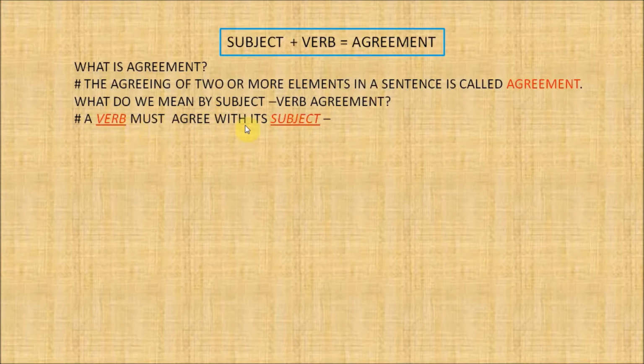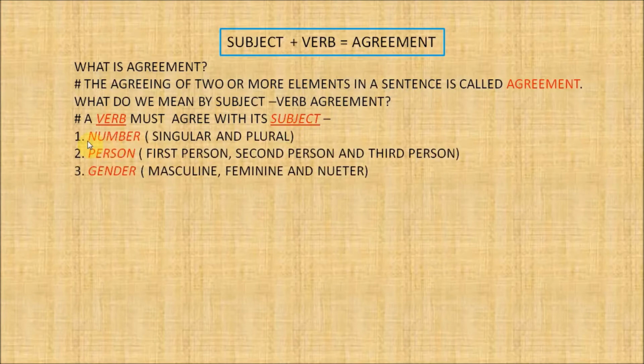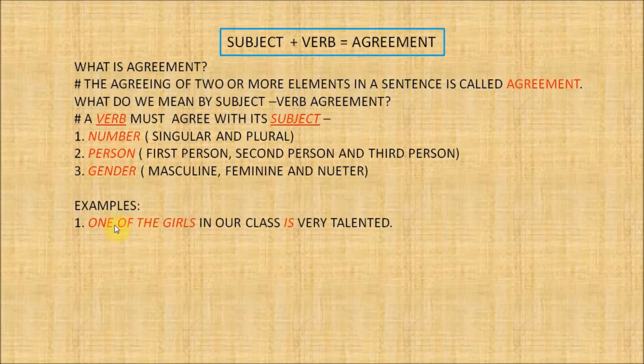So the verb must agree with the subject in relation to number, that is singular number or plural number, in relation to person, that is first person, second person and third person, and in relation to gender, that is masculine gender, feminine gender and neuter gender. Let us now see examples.